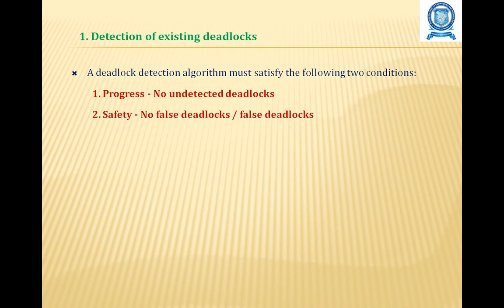Next condition is safety. In this condition, the algorithm should not report deadlocks which do not exist, which is called phantom deadlock or false deadlock. The algorithm should not report the deadlock that does not exist.